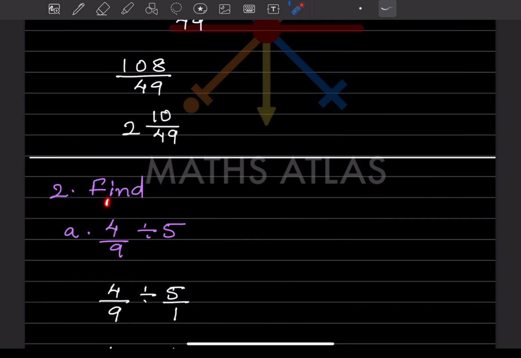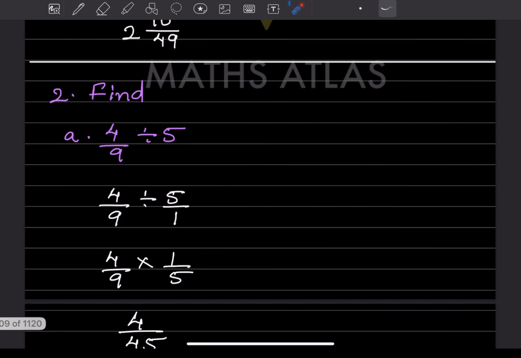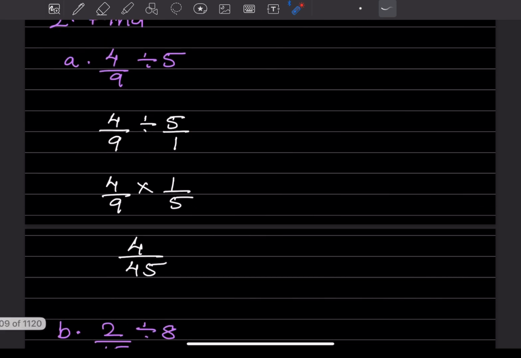You have to see that always the left hand side remains the same and the right hand side changes. You can see here again 4 by 9, because it is on the left, will stay the same. Now this is an additional step. Here 5, a whole number, always has the denominator 1. If you want, you can write this step or you can skip it. So here will be 4 by 9. Here, because the division will become multiplication, this will get flipped over. So that will be 1 by 5. So here will be 4 divided by 45. So this is the answer.